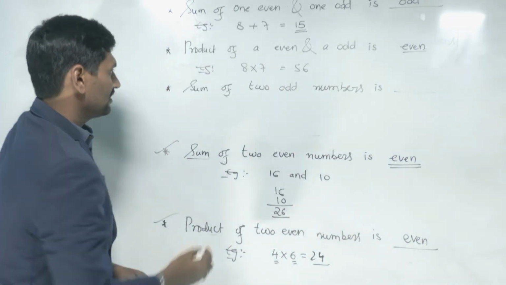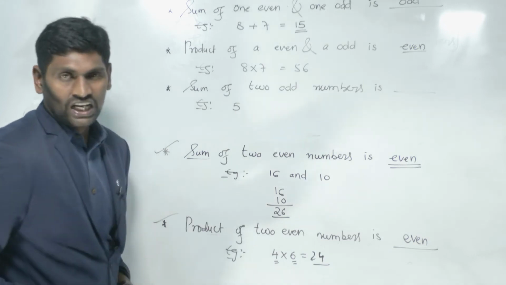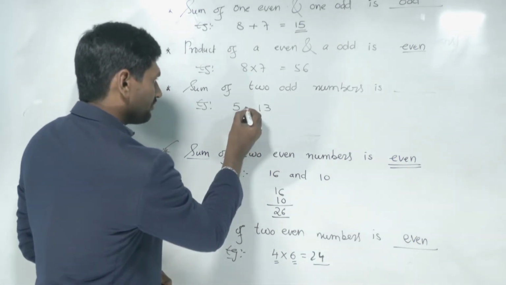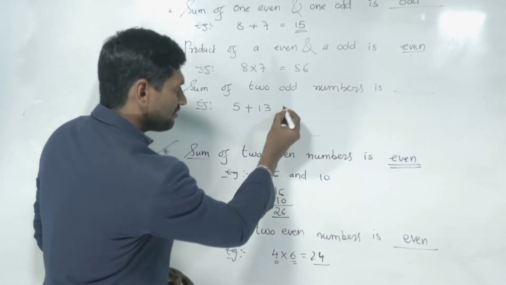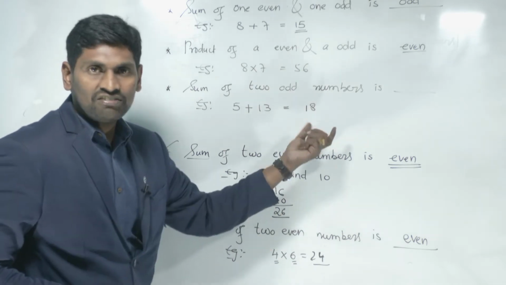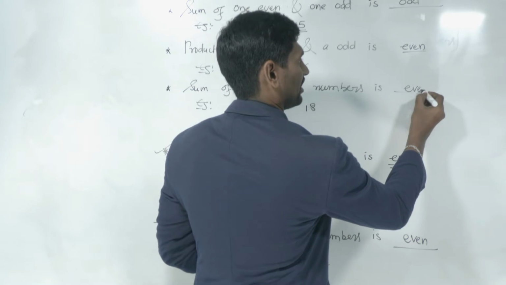Let us check that. I am taking an odd number, 5. Another odd number is 13. Add both of them. Sum means addition. Sum will give how much? 18. Is 18 an even number or not? Very good. So 18 is an even number.